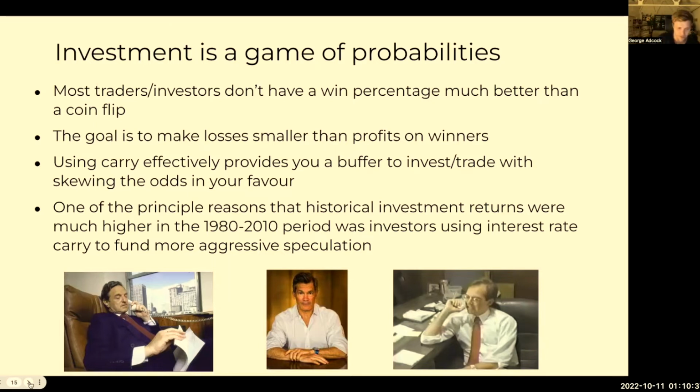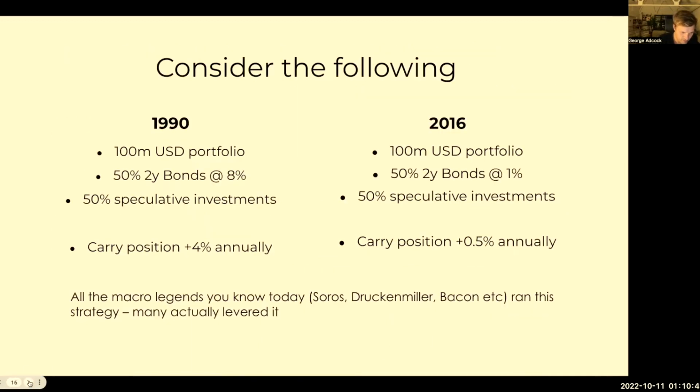And what does that look like? Okay, so this is an example of how someone might think about it. When you were in, let's say, the 1990s, you could buy 2-year bonds at 8% coupons. 2016, I've just taken as a snapshot, you could do it at 1. So just by holding 50% of your portfolio in effectively a risk-free rate, I would be sitting on 4% carry by the end of the year.